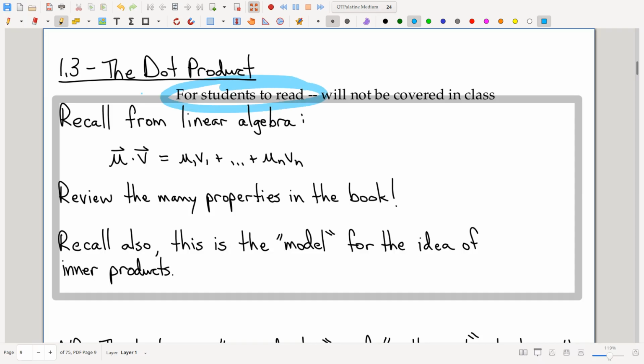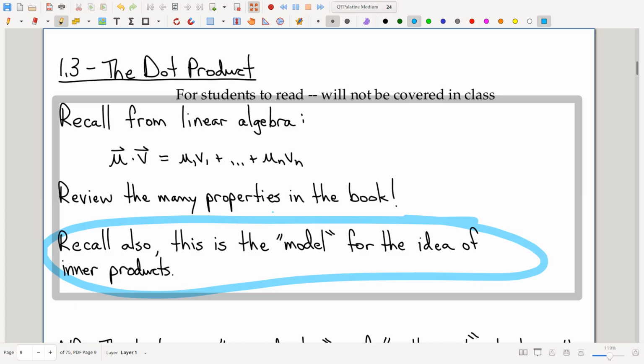Okay, so dot products. A lot of this is review. Y'all have seen dot products before, right? Standard construction from linear algebra. Bunch of properties. Y'all have seen all the properties before, I feel sure. Make sure to remind yourself, look through all that stuff. And, for whatever it's worth, it's the model for the idea of inner products. Y'all remember inner products from linear algebra? Really important stuff. Powerful idea.